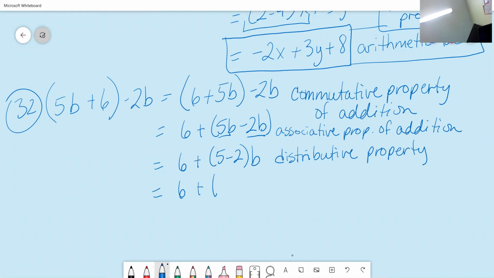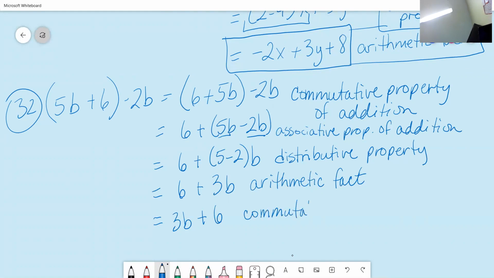3b. So this is just an arithmetic fact. And then we use the commutative property to change the order of addition. Okay.